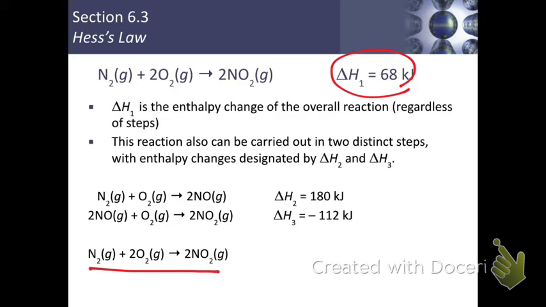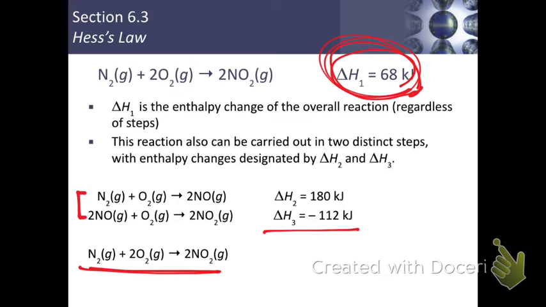Usually they won't give you this answer. For this problem, I'm showing you what it is, but usually this is what we're solving for, the delta H of the whole reaction. What we have to do is try to get these mini reactions to match our overall reaction, and then we'll look at how those enthalpies add up for the total reaction.